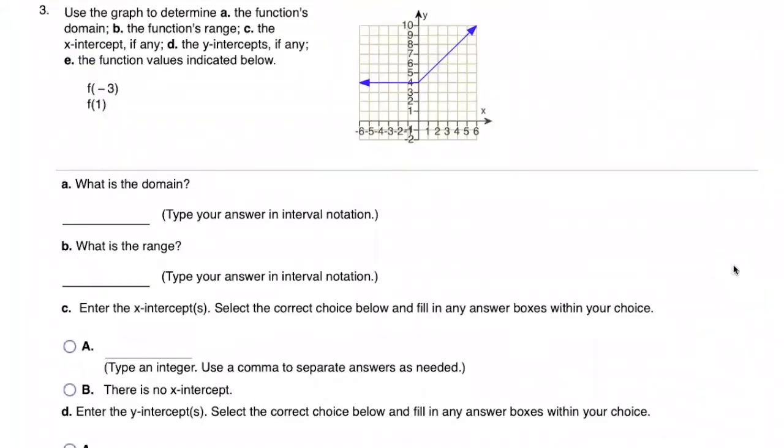Now here's question 3. I thought we would do one more of these, but this time instead of the graph having endpoints, you'll notice that the graph has arrows on each end of the function.